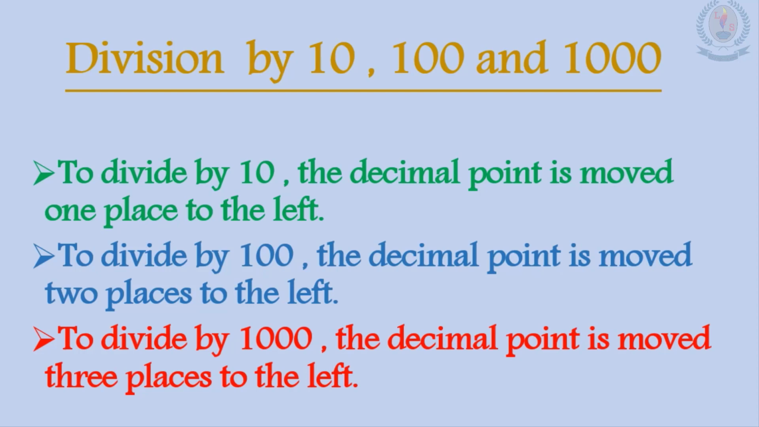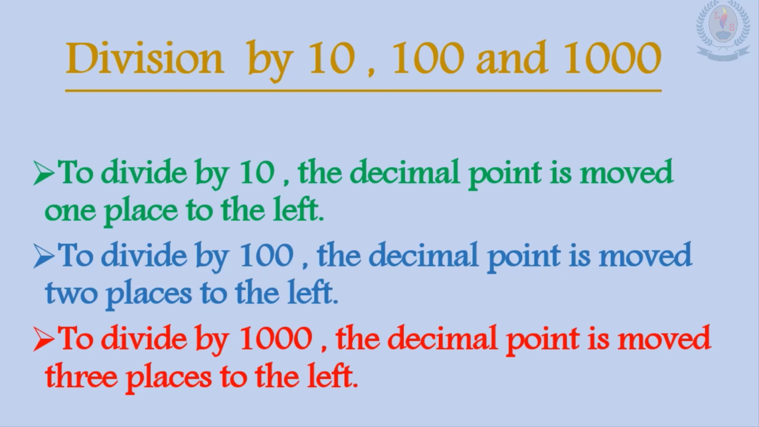If we have to do division, or if we have to divide the value by 10, we have to take the decimal place to left hand side. Opposite of right, left. Division means opposite of multiplication. So here we have to do the opposite of that process. That means we have to take the decimal place to left hand side, opposite of right.